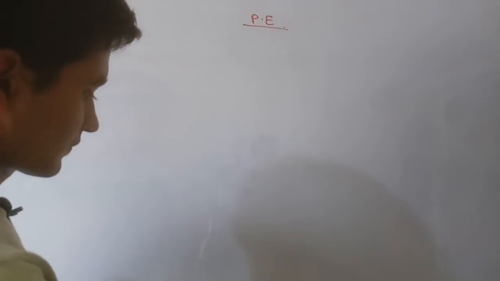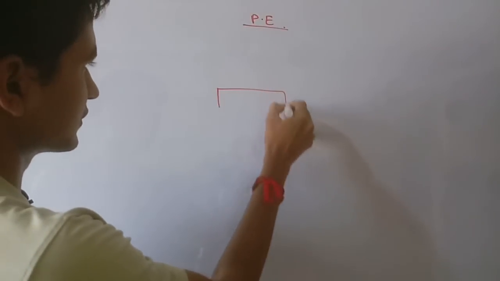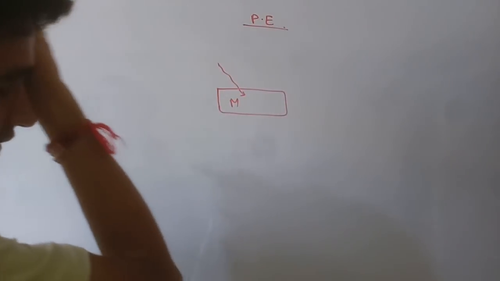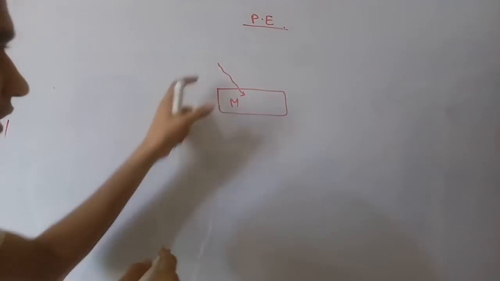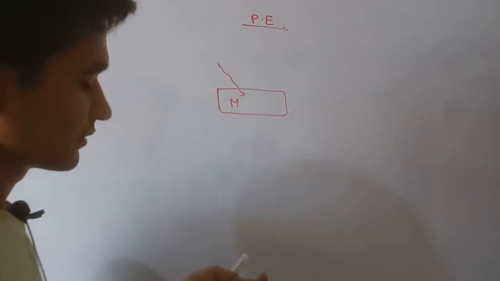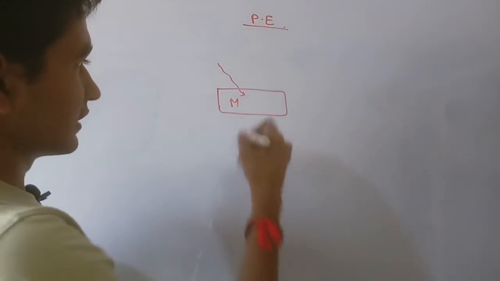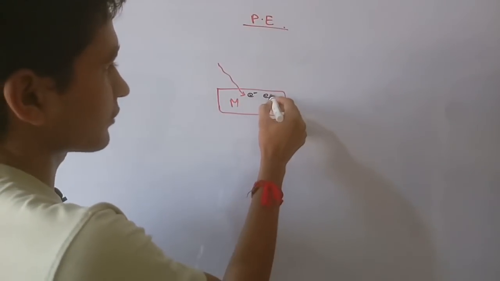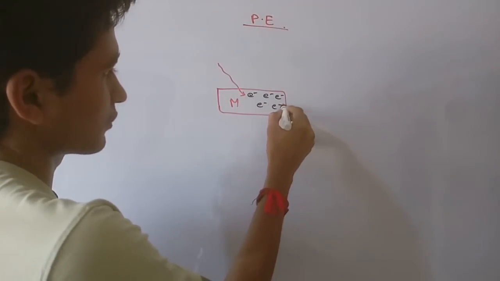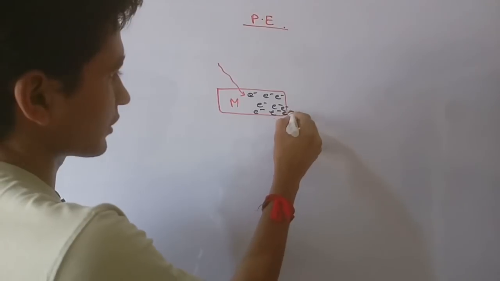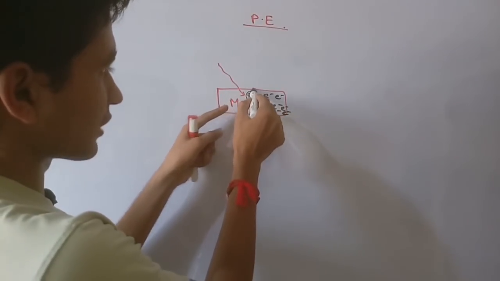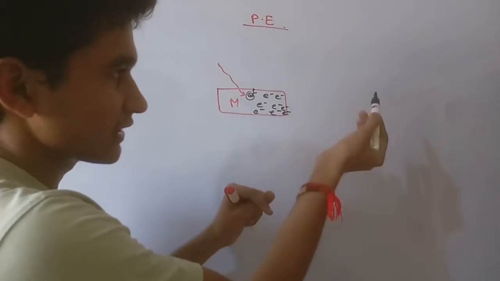One more thing. Suppose this is your metal. When you give light energy, or any form of energy, to that metal, the electrons will be excited. Suppose this metal consists of thousands of electrons. For excitation, an electron will move to the surface of the metal, and then it will be excited.